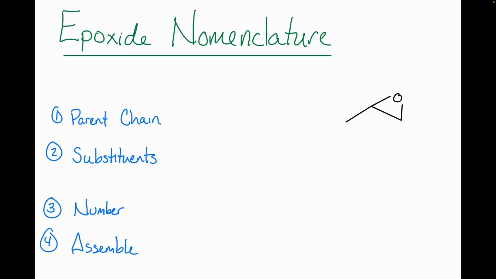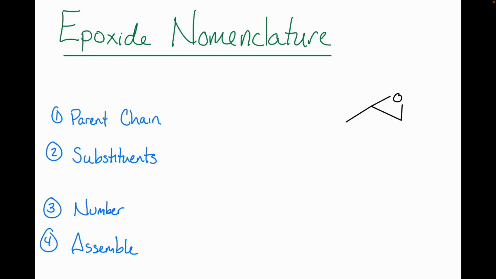So let's go ahead and finish off chapter 18 here. We introduced a bunch of different functional groups, so we've got to do some nomenclature. We're going to start with epoxides, and we're going to name this simple 3-carbon epoxide. And we have our same 4 steps as always here.